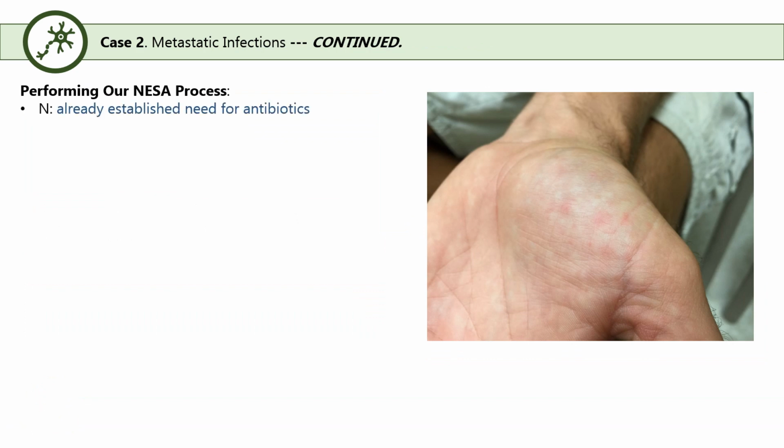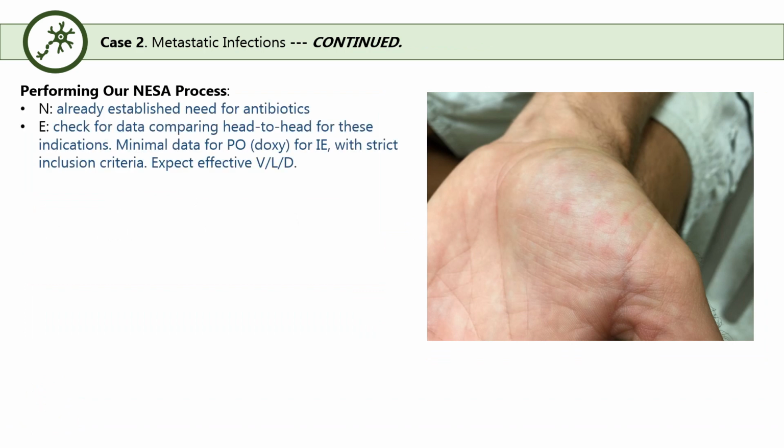First, we've already established the need for antibiotics. Second, nil RCT data is available for comparing the IV antibiotics in a head-to-head fashion, nor the PO options. There's minimal data whatsoever to support the use of doxycycline PO for MRSA endocarditis. Although it was used in the POET RCT, there are specific inclusion criteria we probably don't meet. Check if needed. We expect good activity strictly against MRSA for all of our IV agents. Keep in mind we're also treating a right shoulder septic arthritis as well.